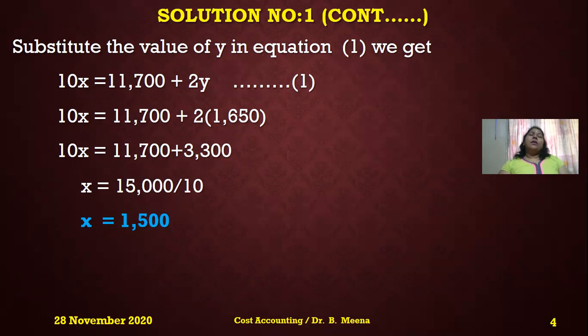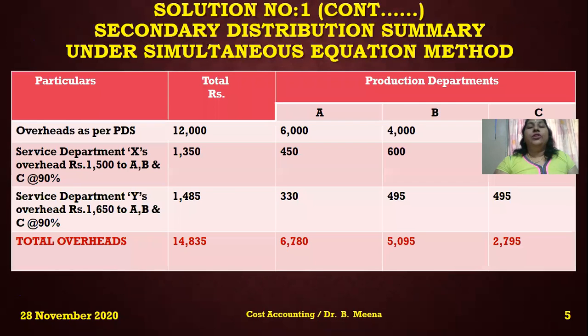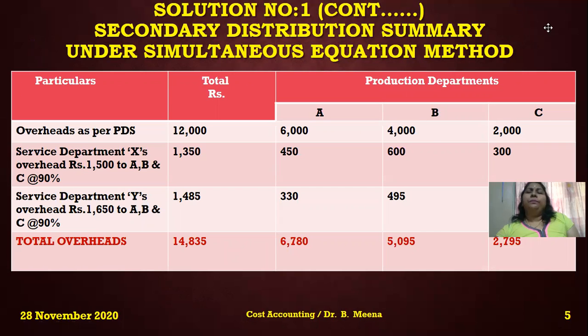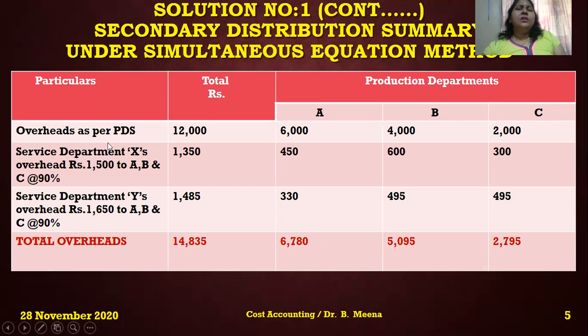So after getting the overheads of x and y, then I'll prepare the second distribution summary as usual. Put the heading: second distribution summary under simultaneous equation method. Have the columns like that: particulars, total, and production departments. Once I have allotted the columns, I will move on to the first transaction, overheads as per PDS.